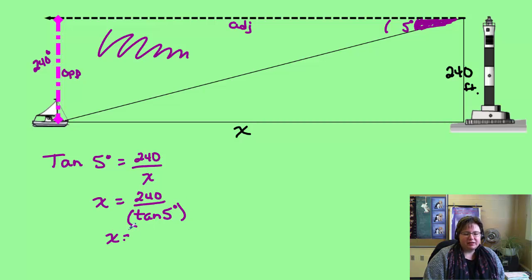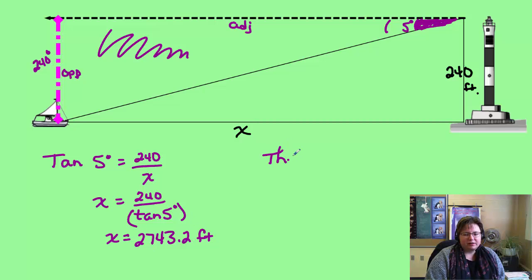And then you just use your calculator to go 240 divided by the tan of 5, which gives you 2743.21, so decimal 2 feet. Does that make sense? Yes, the boat should probably be quite a ways from shore if there's a lighthouse there warning them about the rocks. So that makes sense that it's quite a ways out.